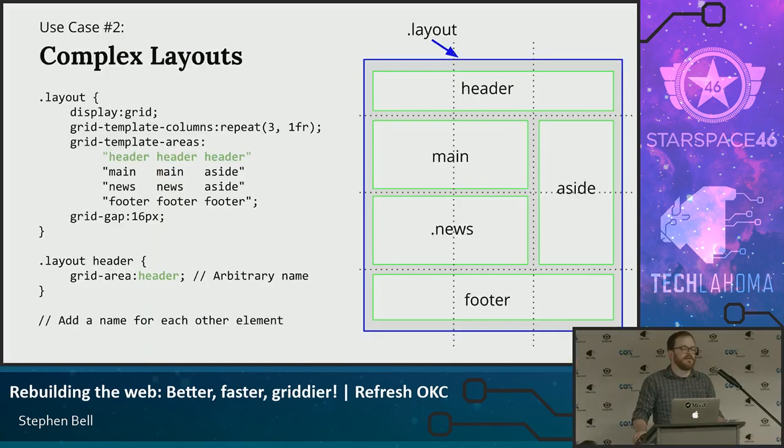Why did you do 3, 1fr on this one specifically? Because I can. I could have written it 1fr, 1fr, 1fr. If I wanted to make the middle column wider than the other two, I could type, it doesn't really matter. It's just a little bit of a shorthand.